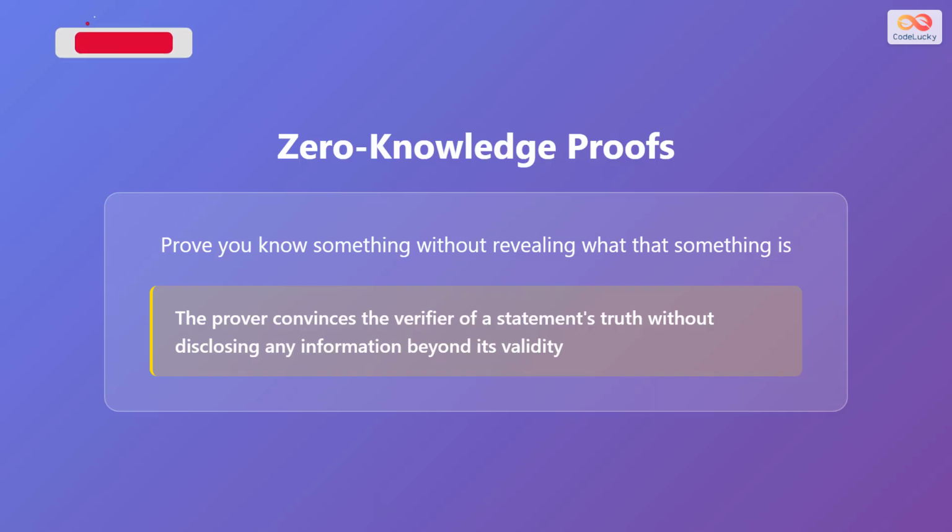At the heart of zk-SNARK is the concept of zero-knowledge proofs. Imagine being able to prove you know a secret password without ever saying what the password is. That's exactly what zero-knowledge proofs allow us to do. The prover can convince the verifier that a statement is true without disclosing any information beyond the validity of that statement itself. This means you maintain complete privacy while still providing mathematical certainty that you possess the required knowledge. It's a revolutionary concept that changes how we think about proving information.